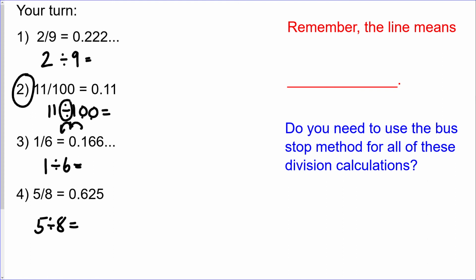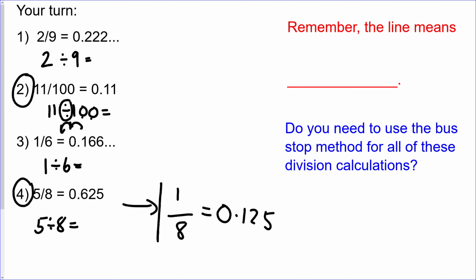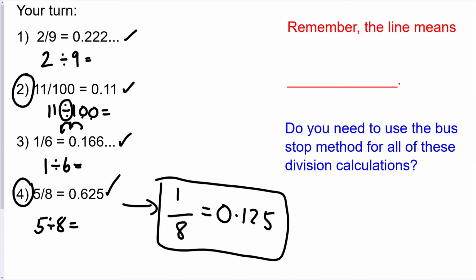The other one you might not have needed the bus stop method for is question number 4, because some of you might have already known here that 1/8 is equal to 0.125, and you might have used that learn by heart fact to help you work out what 5/8 would have been. But these were the correct answers. Again, if you've got one wrong, have another go, because the chances are you've done something wrong in your divide.